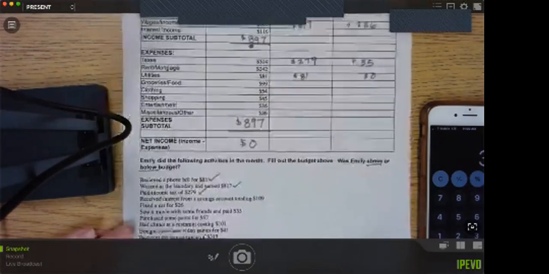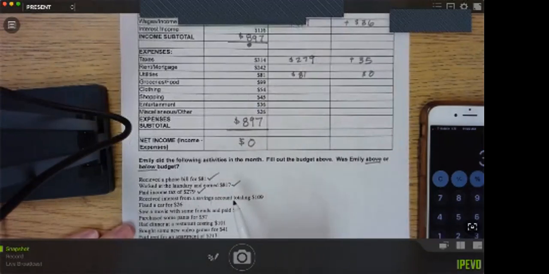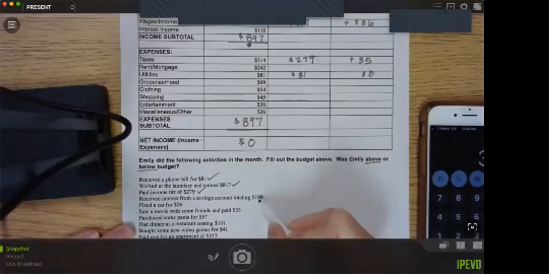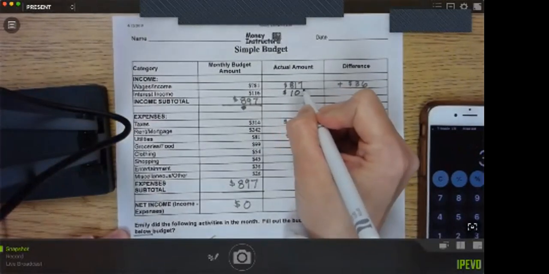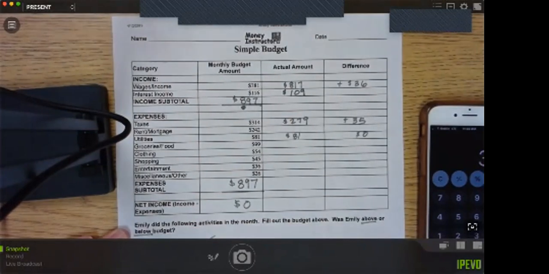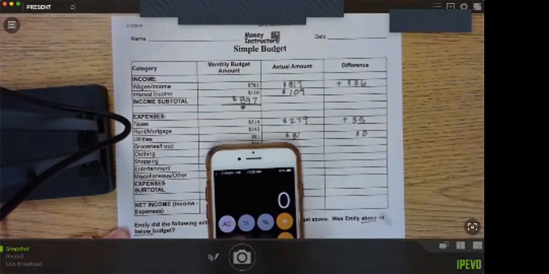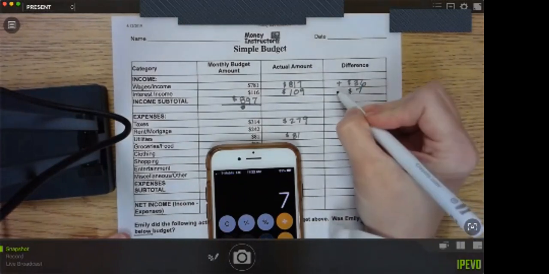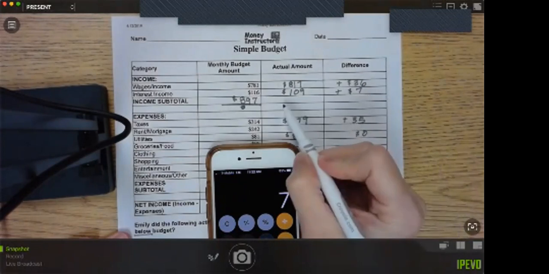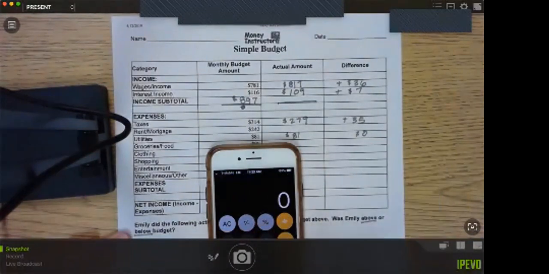Now let's go to the next one. She received interest from a savings account totaling $109. So she has $109, and she budgeted for $116. So she has extra money there. So take $116 minus $109. The difference is $7. So she has $7.